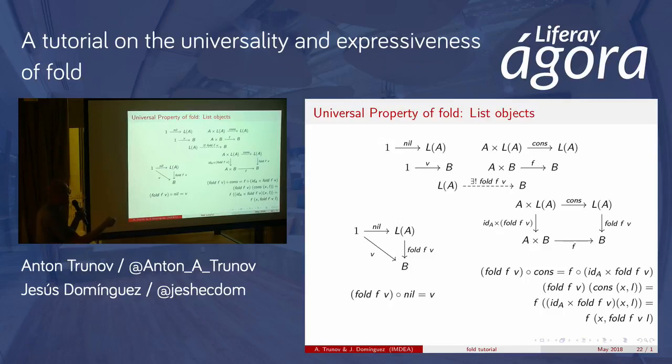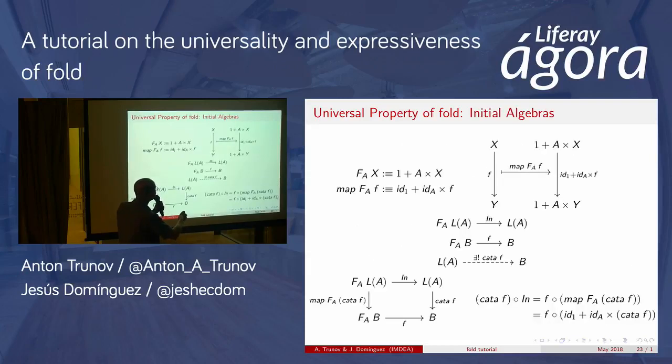where does this come from? Because this is just a definition. It's just, yes, it is a list object. Where do you get these things from? It turns out that you get this thing from what they call an initial algebra. What is an initial algebra? It is an initial algebra of the list functor.